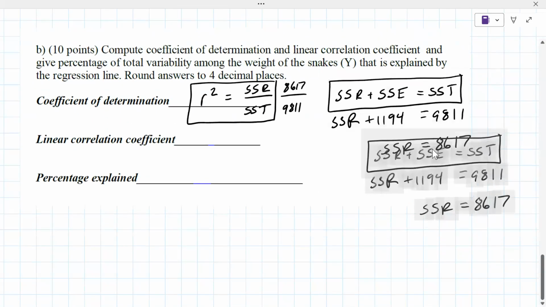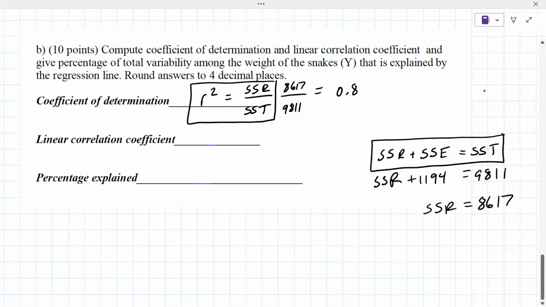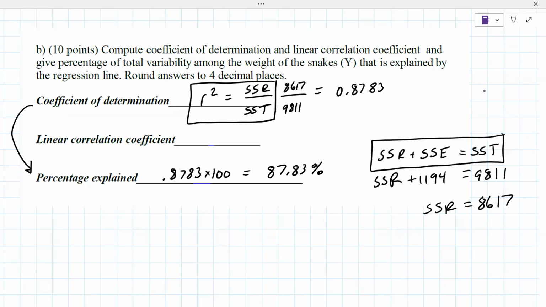Divided by 4. So rounding that up, I got 0.8783. Good. Okay. So that actually leads us to the third one. You take that number and then move it to decimal places. Yeah, exactly.